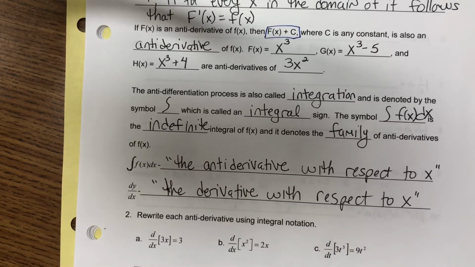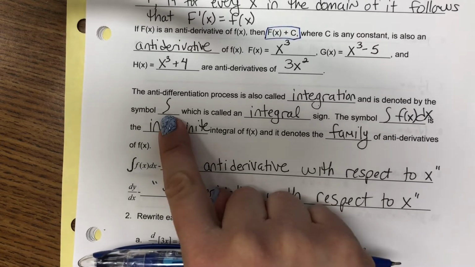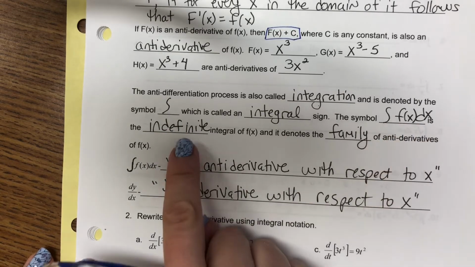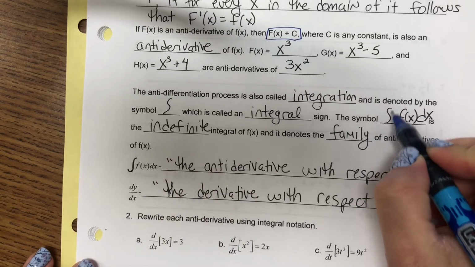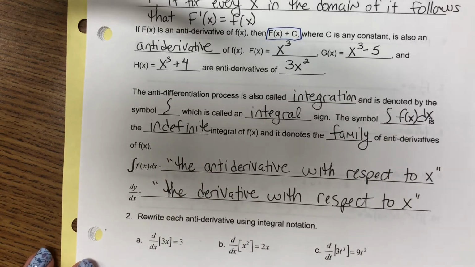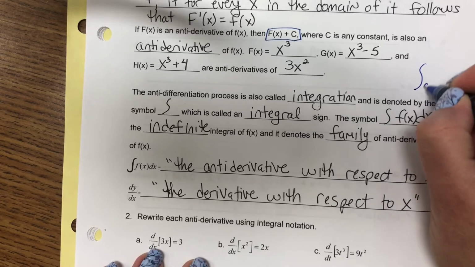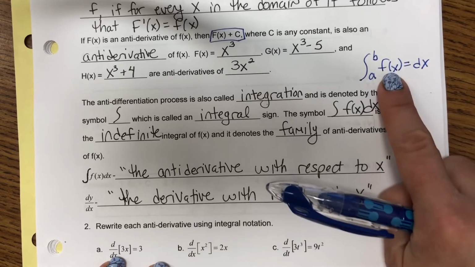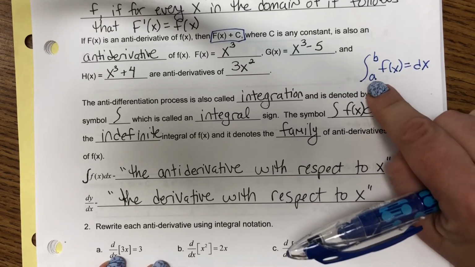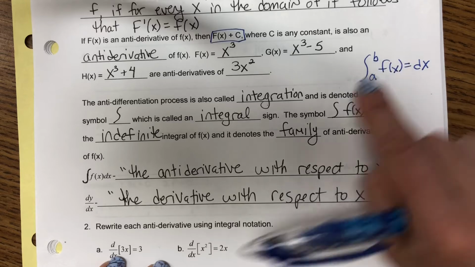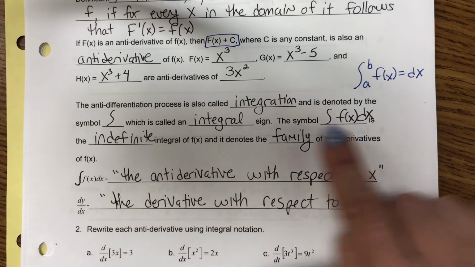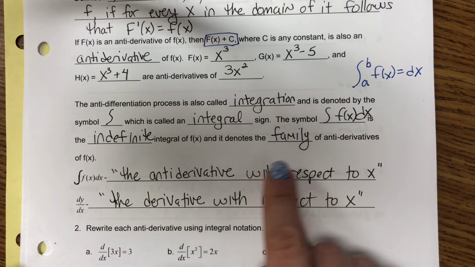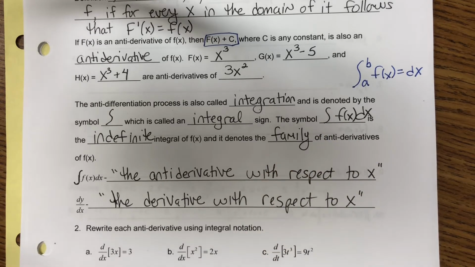Anti-differentiation is also called integration, and we use the integral symbol. So the integral of f of x dx is the indefinite integral because there's no numbers on the integral symbol. In our last unit, when we had the integral from a to b, like that, this is a definite integral because I'm going from a starting value to an ending value. An indefinite integral has no bounds on the integral symbol, and it's just going to give us a family of antiderivatives.